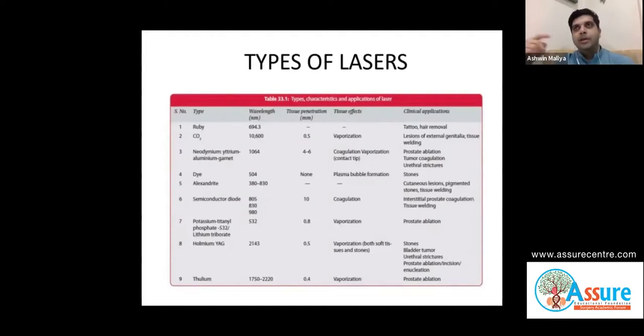So higher the power, higher the fiber. The fiber sizes come as 200, 360, 550. In stone, we are using smaller fibers preferably because we are using it through ureteroscopes, whereas in prostate, you are using bigger fibers. That's why you can apply higher power. You cannot apply such high power with a thinner fiber because it can damage the fiber. So that is a concept you'll have to understand.